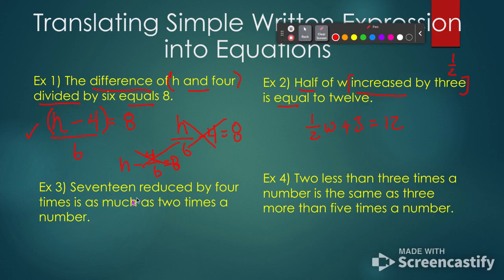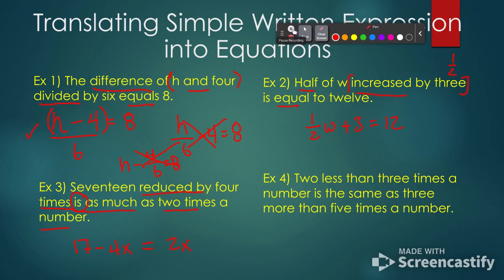All right, number 3. 17 reduced by 4 times as much as 2 times a number. Oh, we missed a word there, is. So that is going to be our equal sign. So we're going to put our equal sign there. That's our is. So we have this first half of this sentence, 17 reduced by 4 times. So 4 times is going to be multiplication. So 17 reduced by 4 times is as much as 2 times a number. And there's our equation or our expression.